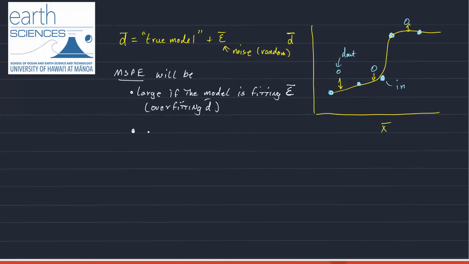Conversely, MSE will be large if the model sort of misses the true model. And that could happen, for example, if we underfit the data. So you can imagine, if we fit the solid points to a very simple model, we might get something that looks like this. But this too will produce bad misfits to the test data set that we've left out, right?